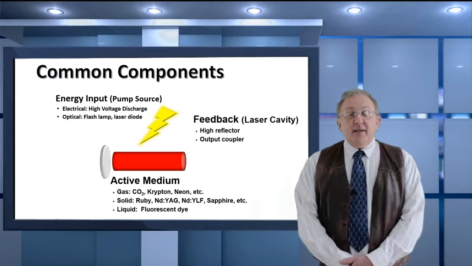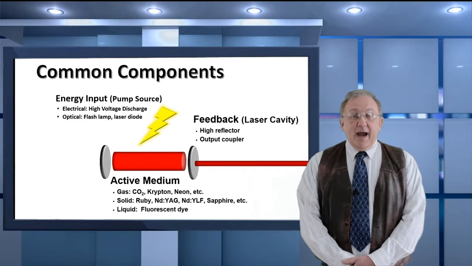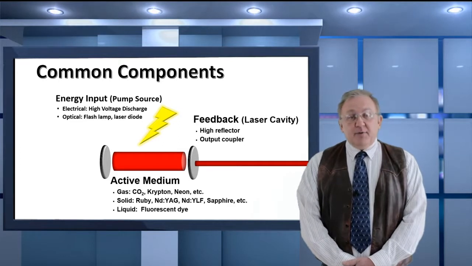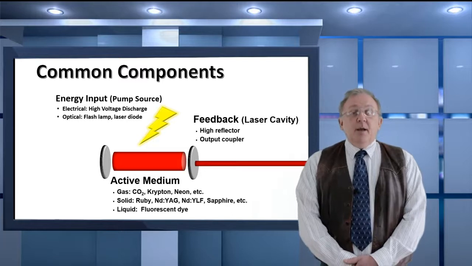And lastly, all lasers need an optical feedback, and this consists of a mirror or a high reflector and a partially reflective mirror, and we'll talk much more about that later. Finally, a population inversion is critical to sustaining laser operation, where a large number of atoms are in an excited state.